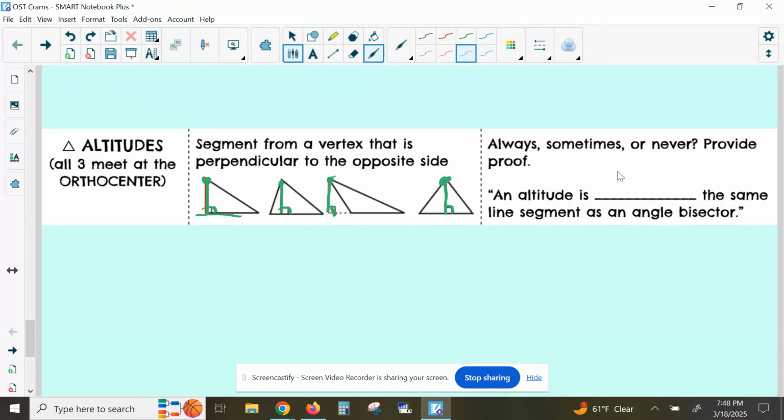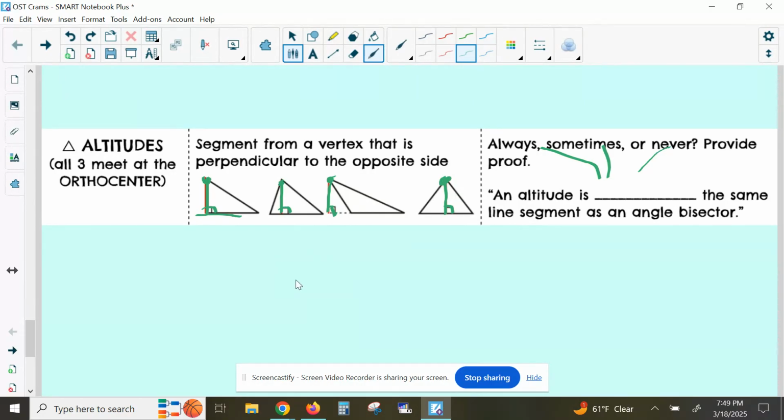This is an always, sometimes, or never. Provide proof. Okay, it says an altitude is, we got to fill in always, sometimes, or never, the same line segment as the angle bisector.